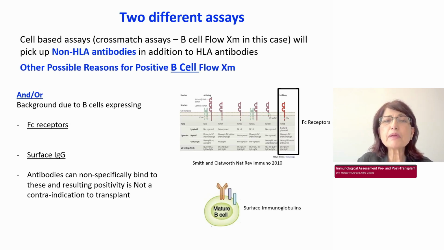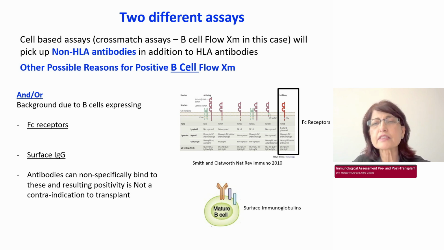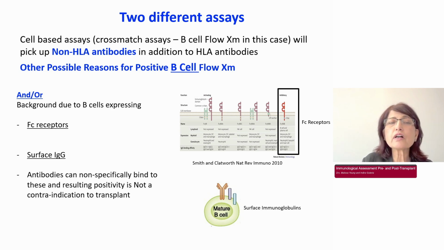So the cell-based assay, as we just discussed, will pick up non-HLA antibodies in addition to HLA antibodies. We know there are no HLA antibodies here. So another possible reason for a positive B-cell flow cross-match would be that the B cells have something called Fc receptors on their surface, and also surface immunoglobulins. The antibodies can bind non-specifically to both of these, thereby resulting in a positivity. And this kind of background reactivity is not a contraindication to transplant.